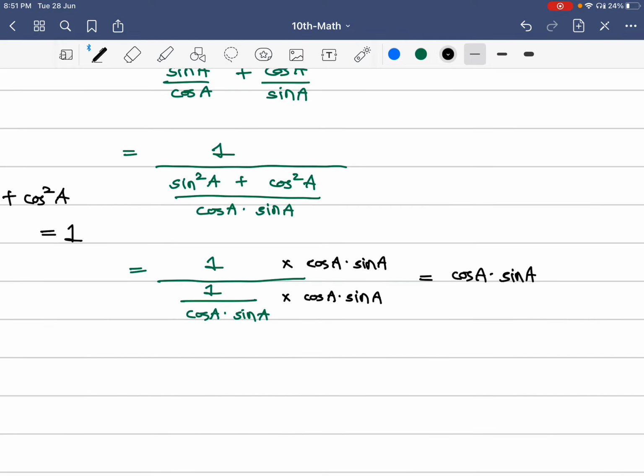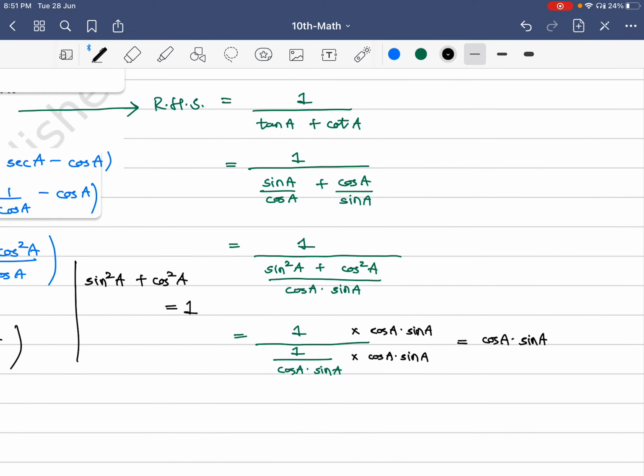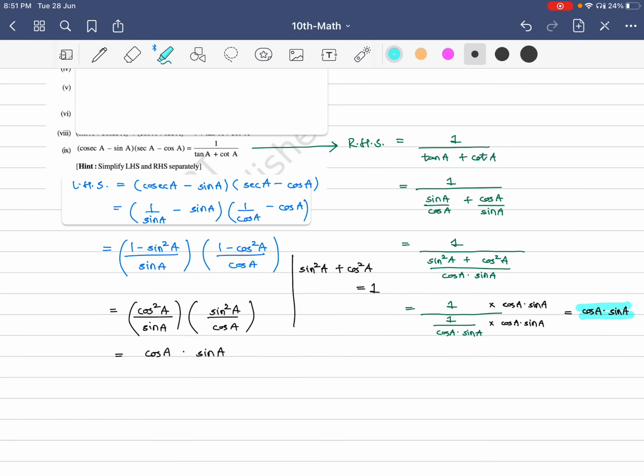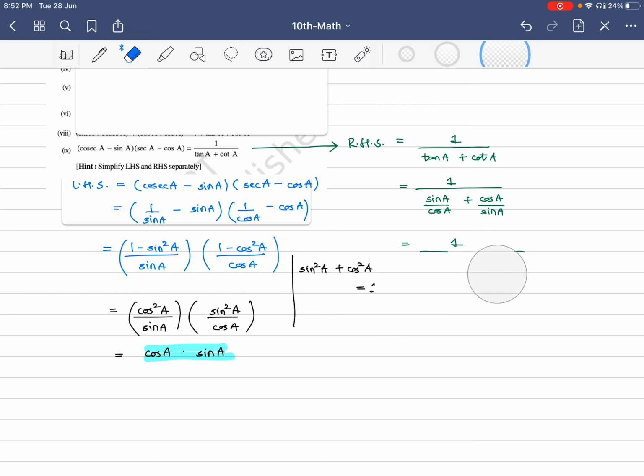Thus we have simplified RHS. Now let me use a highlighter. This is the simplification of RHS, cos A into sin A, and this is the simplification of LHS, cos A into sin A. So both of them have simplified to the same term, cos A sin A, and thus we can say LHS is equal to RHS. This is how we prove problem number 9.